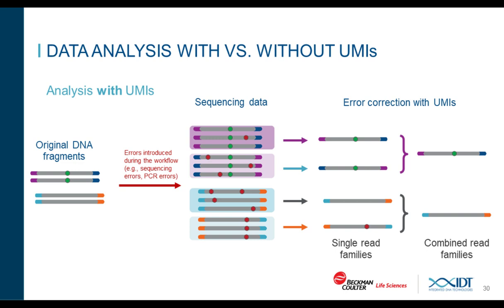So looking under error correction with UMIs and focusing on single read families, these use UMIs on one strand. You see one error still sneaks through. Then going over to combined read families, these use the UMIs on both strands, resulting in fewer false positives and increasing specificity. You need this high specificity and sensitivity for limit of detection, and this is done by our high conversion.